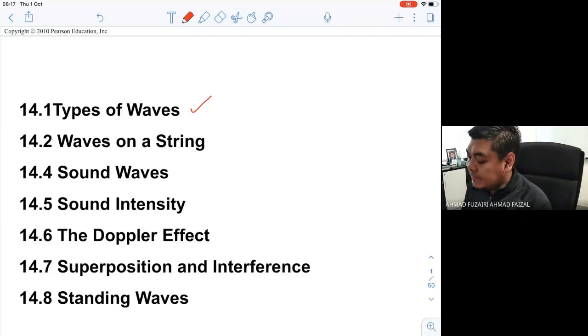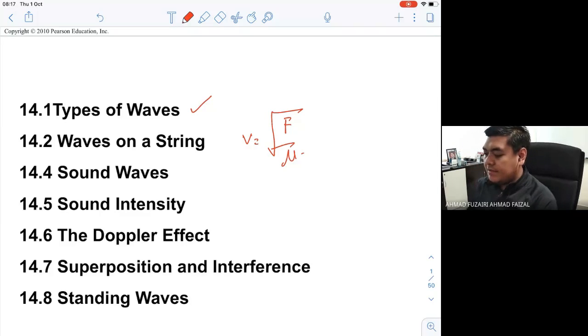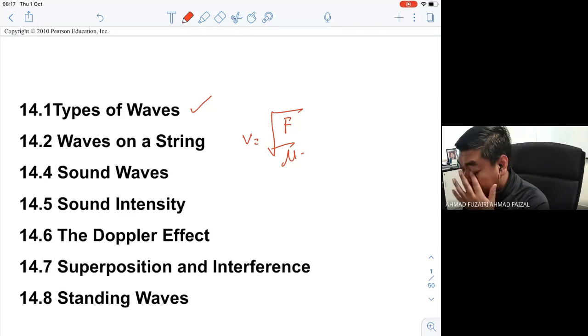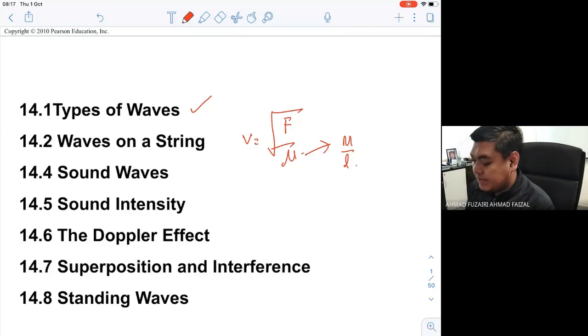And how about wave on a string? You will know some things related to wave but occurring on a string. In this case, v is equivalent to the square root of F over mu, where mu is m over L, mass per unit length. And now we go to sound wave.